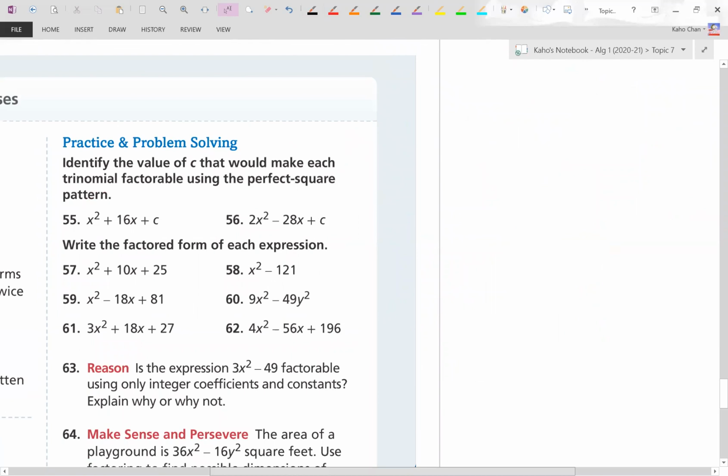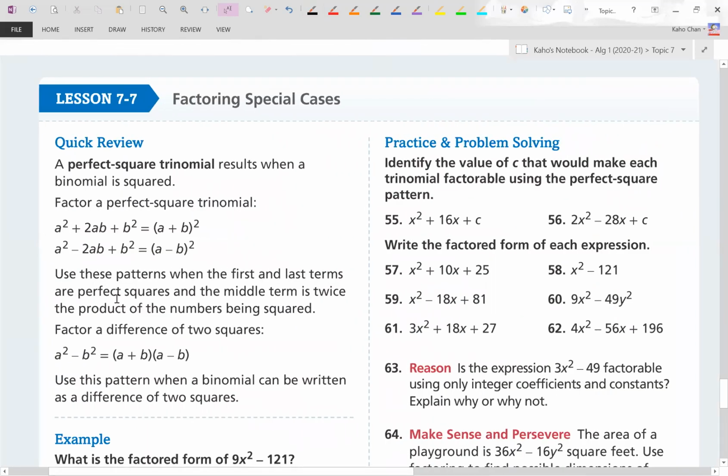7-7 are special factor cases. There are 3 of them for us to look for. Perfect square trinomials is a special case. PST, I call them. And when you square a positive or square a negative, you'll get these patterns right here. You can use them if you want to. If you don't want to use them, that's up to you guys.